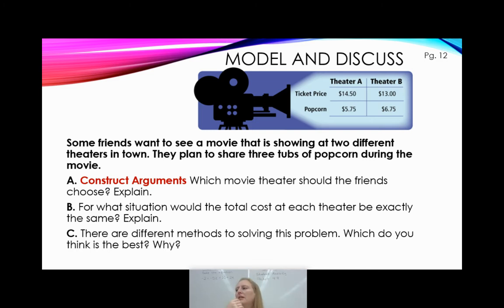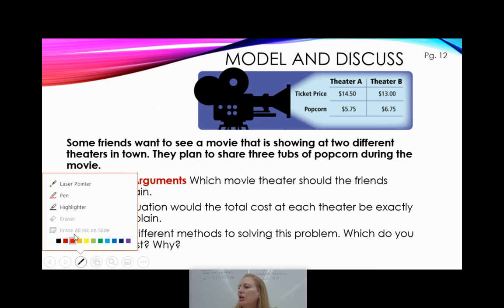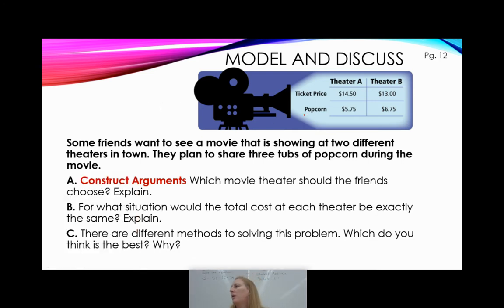So my thinking on this is, which movie theater should they choose? Well, that depends on how many people are going, right? We know they're sharing 3 tubs of popcorn each. Let me grab my pen here. So if I did 3 times 5.75, that's why I have a calculator.